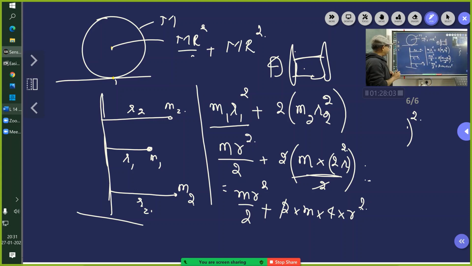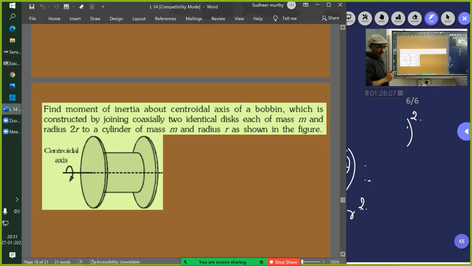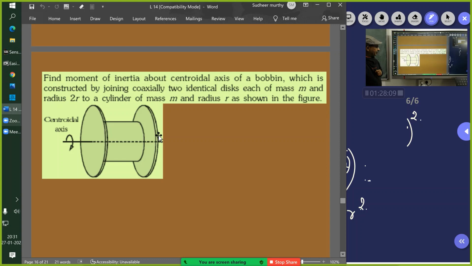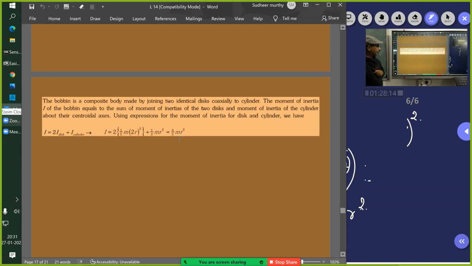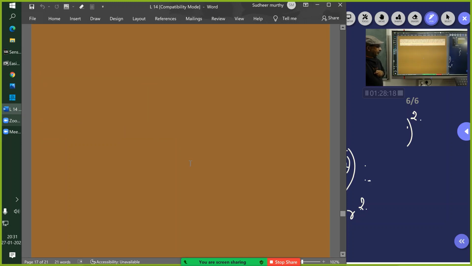You got how much? 9 m r square by 2. Yes. Simple. 9 mr square by 2, right? Okay, good.